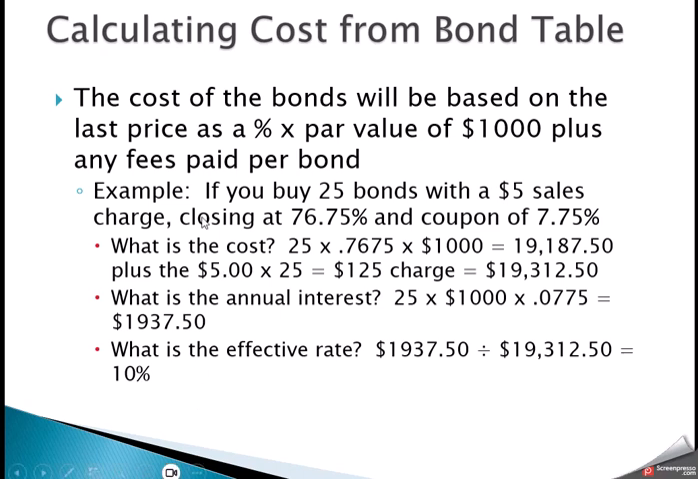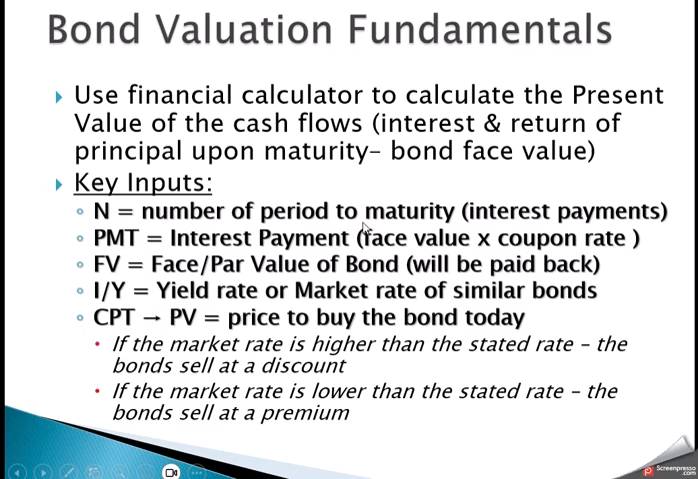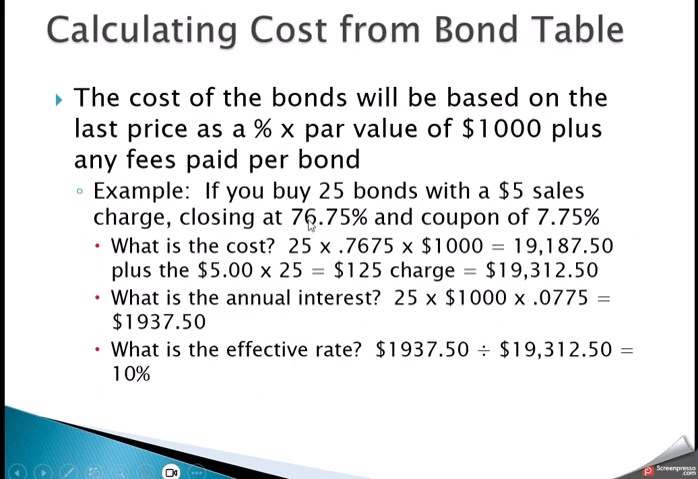So then here we have an example. Again, if we go to the bond table and say we're buying 25 bonds that have a $5 sales charge, and they're closing at 76.75. The bond table is not going to show you that percent. You've got to know it's a percent. So it's just going to show you the 76.75, but then we know it's a percent. And the bond table is also going to show you the coupon is 7.75. It's not going to show you the percent. You've got to know that.